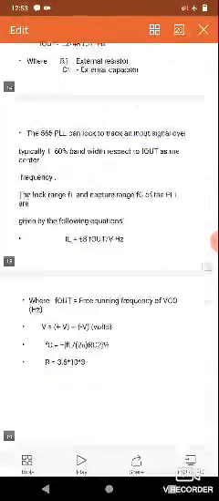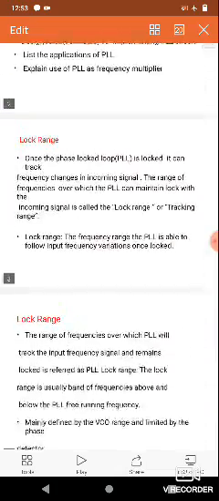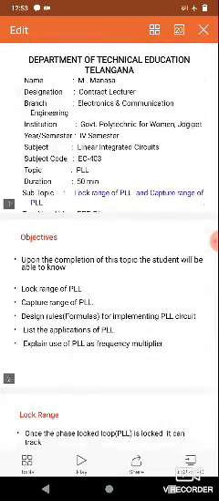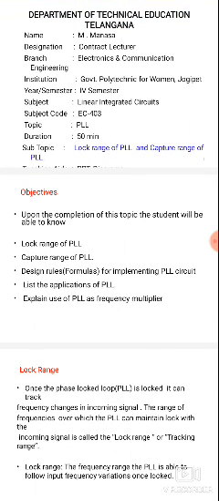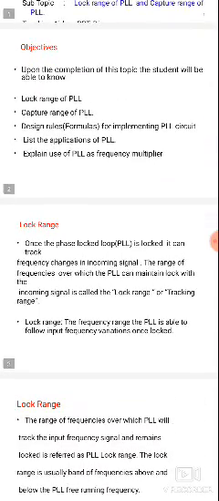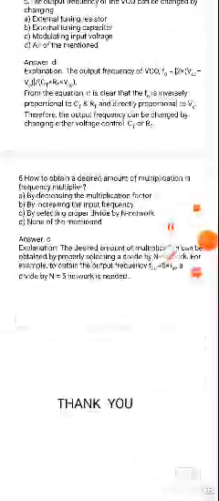So these are all about today's class. Definitions of lock and capture range, then along with formulas, the design and implementation: F naught is equal to 1.2 by 4R1 C1. Applications: AM detection, modulation, FM demodulation, computer modems. The PLL frequency multiplier is an electronic circuit whose output depends on the multiple or harmonics of the incoming signal. Along with some quiz questions.